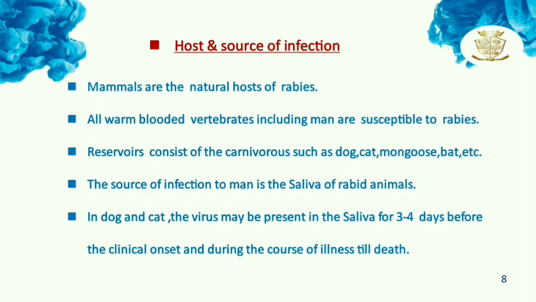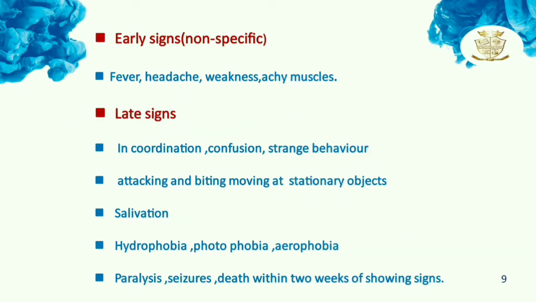The host and source of infection: mammals are the natural hosts of rabies. All warm-blooded vertebrates, including humans, are susceptible to rabies. The reservoirs consist of carnivores such as dogs, cats, mongoose, and bats, etc. The source of infection to humans is the saliva of rabid animals. In dogs and cats, the virus may be present in the saliva for 3 to 4 days before the clinical onset and during the course of illness till death.